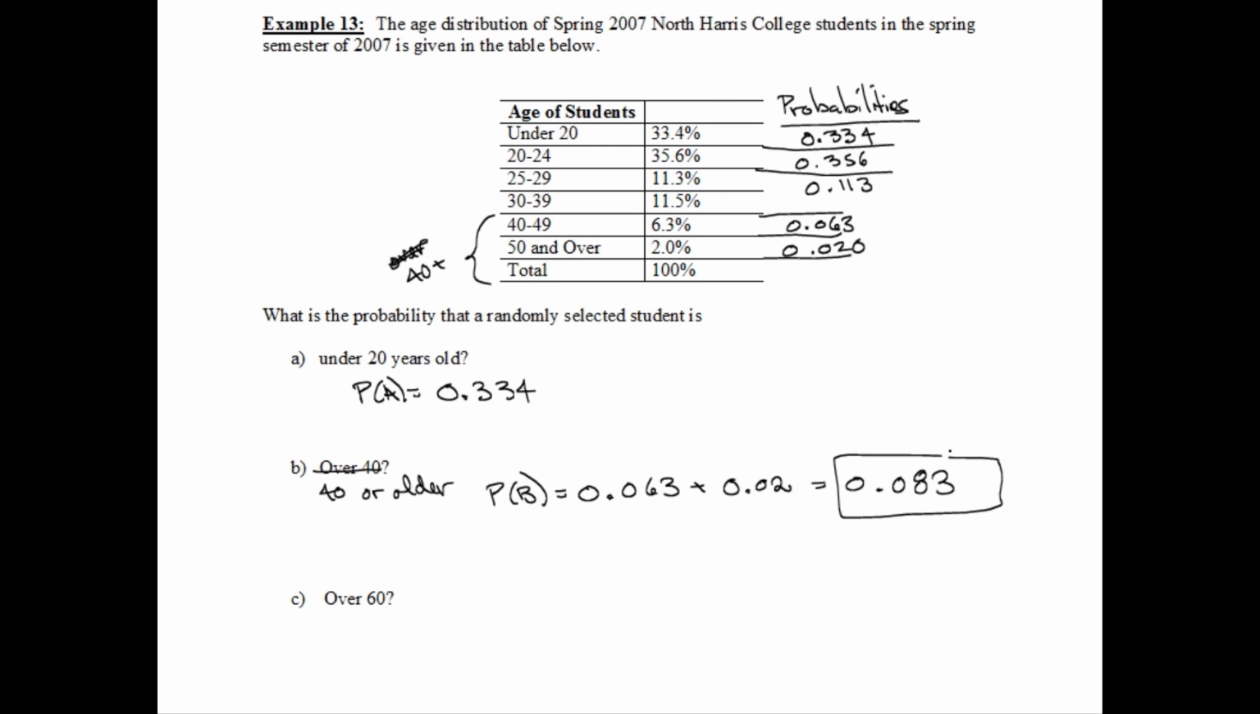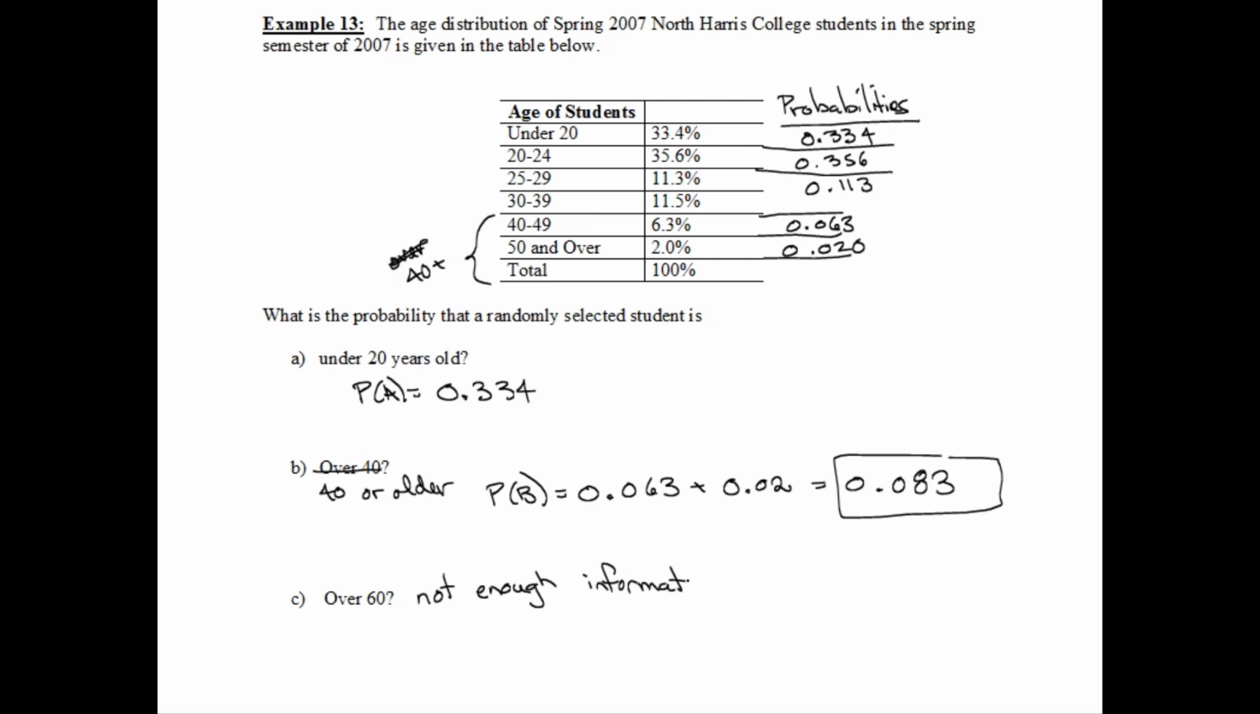What's the probability that a randomly selected student is over 60? Is there enough information in this problem to determine it? We have categories for under 20, for people 25 through 29, then in their 30s, in their 40s, 50 and over. But we don't have the 50 and overs broken down into 50s, 60s, 70s, and so on. So there is actually not enough information to answer this.